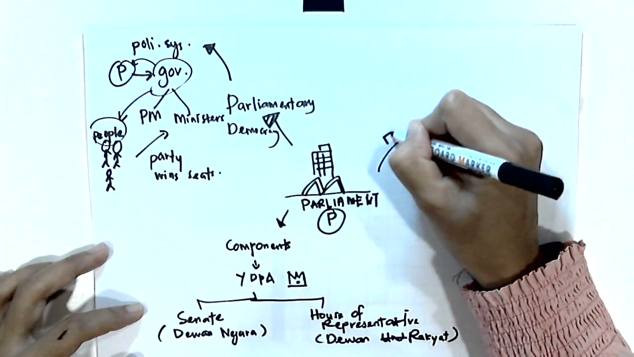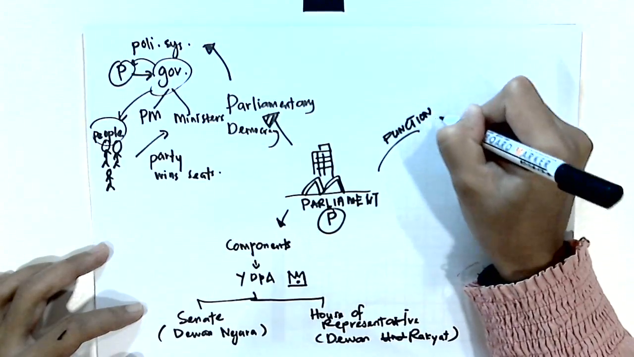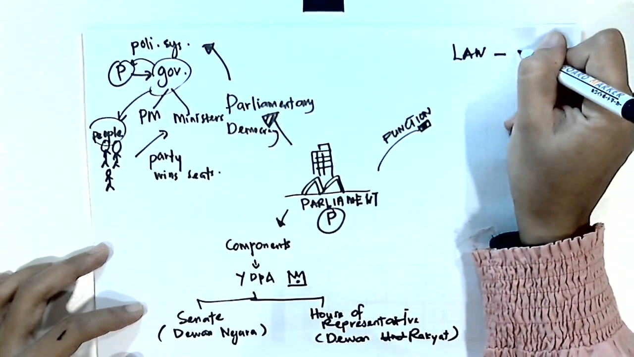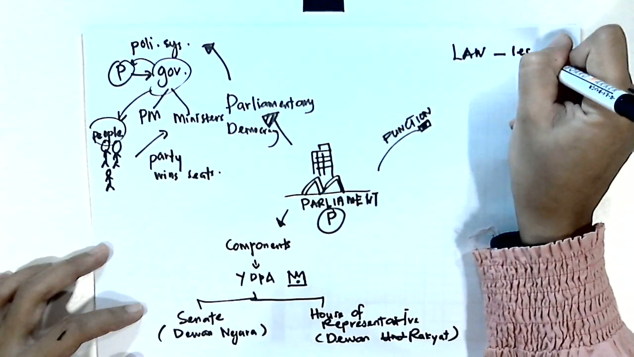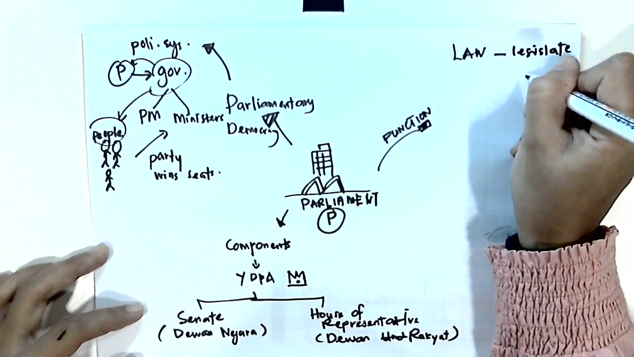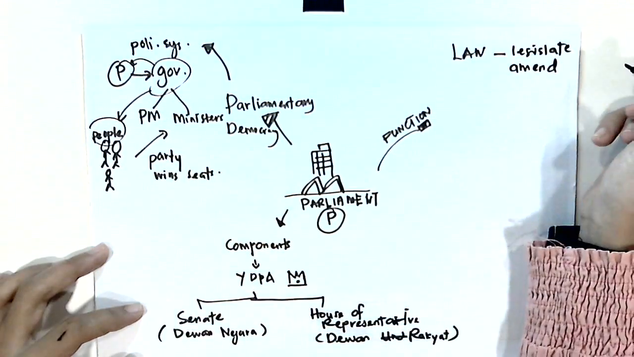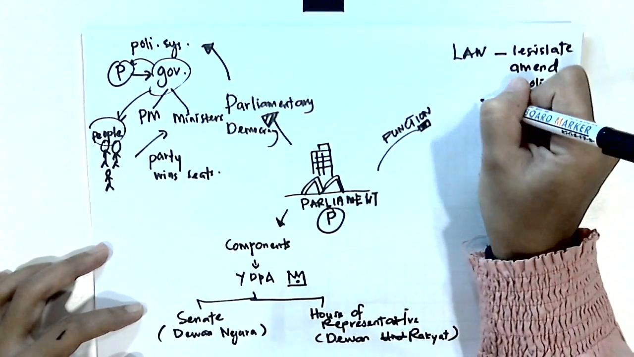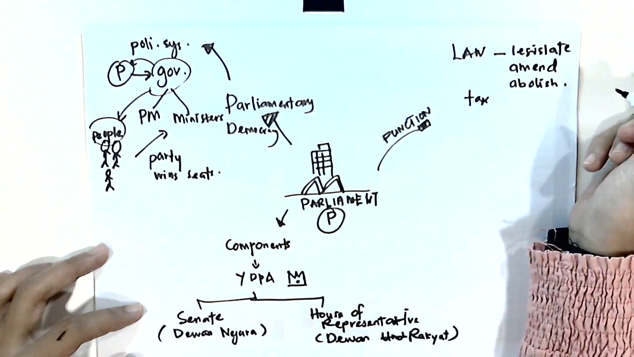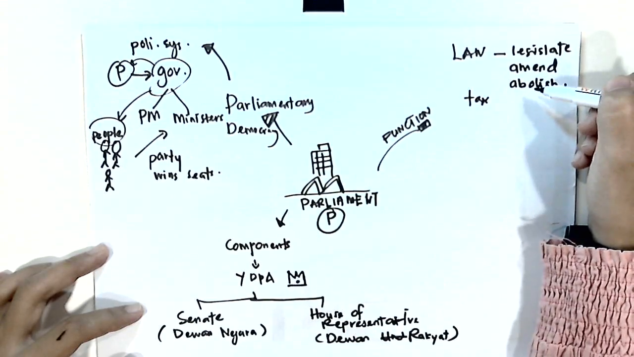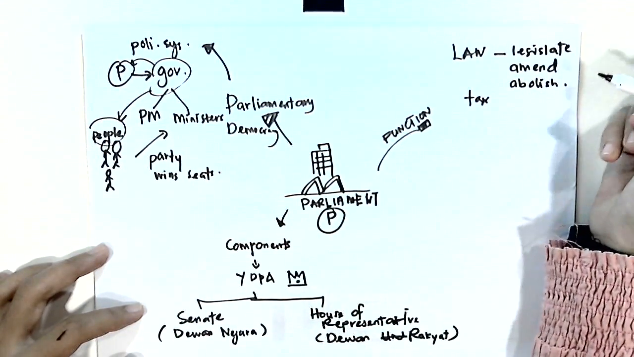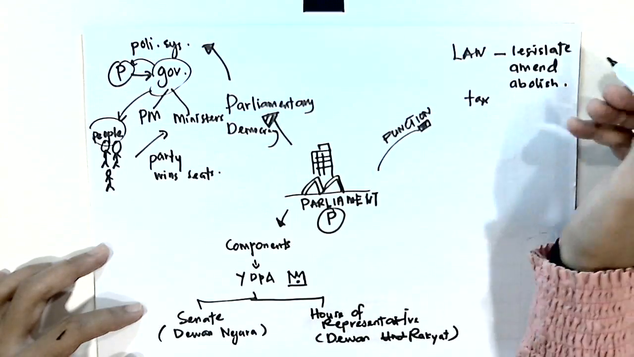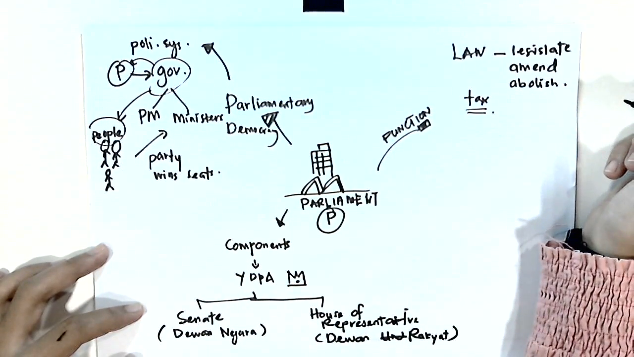So what are the functions of the Malaysian parliament? The main function of our parliament is regarding law. It has the power to legislate the law, and also to amend the law and to abolish the current law. For example, in matters related to tax, the parliament will have the authority to amend the current tax, to abolish it, or to impose a new tax in the country. So this will be the example for the power of the parliament.